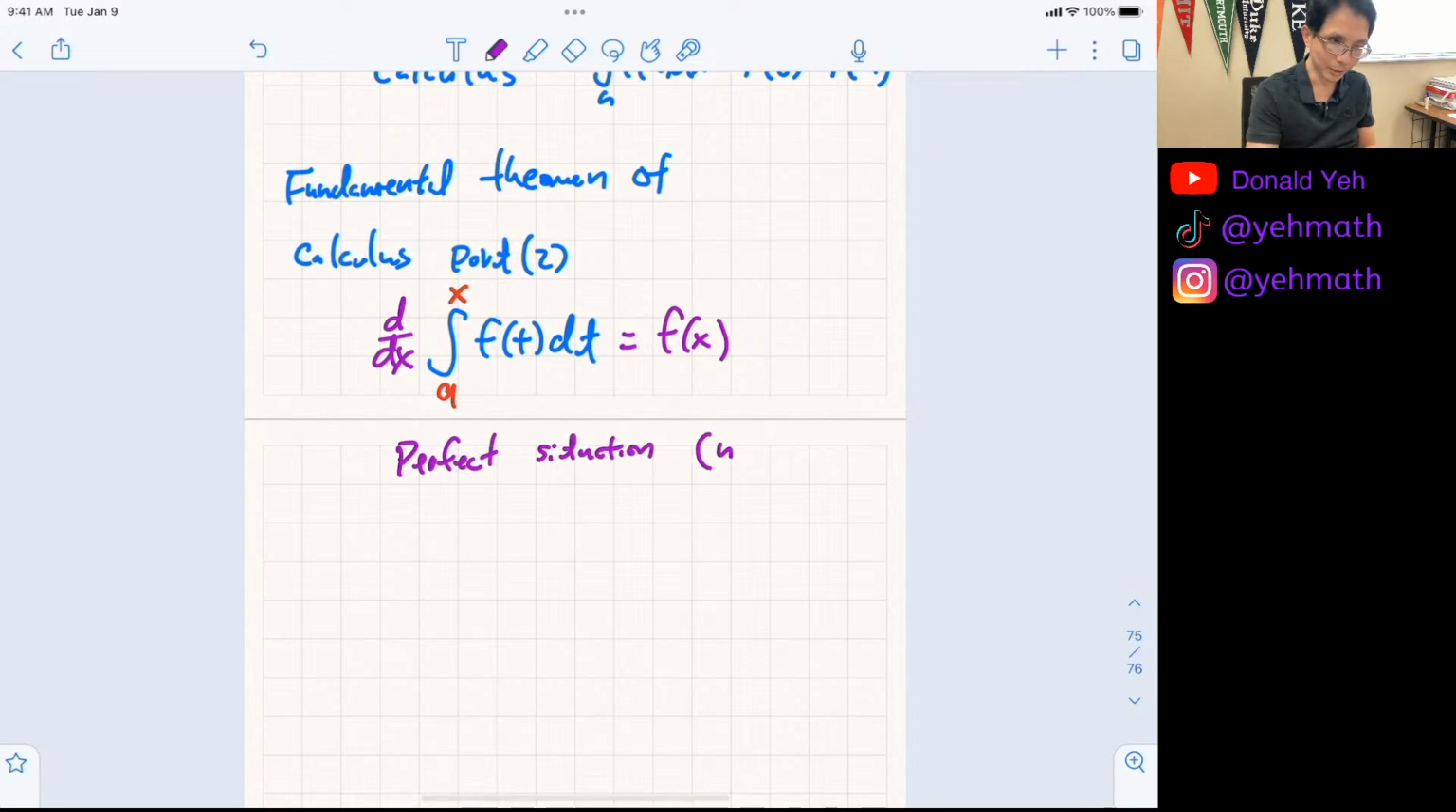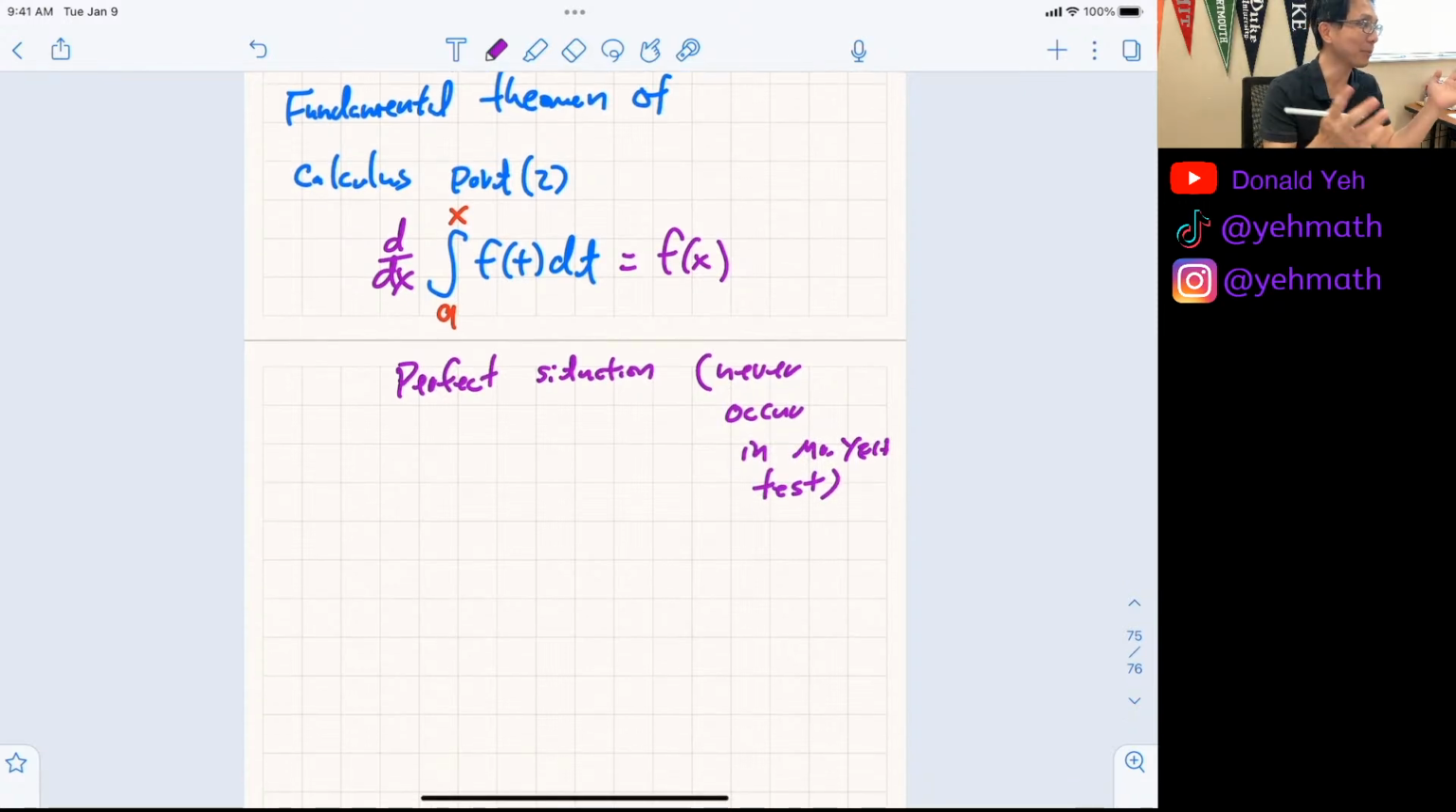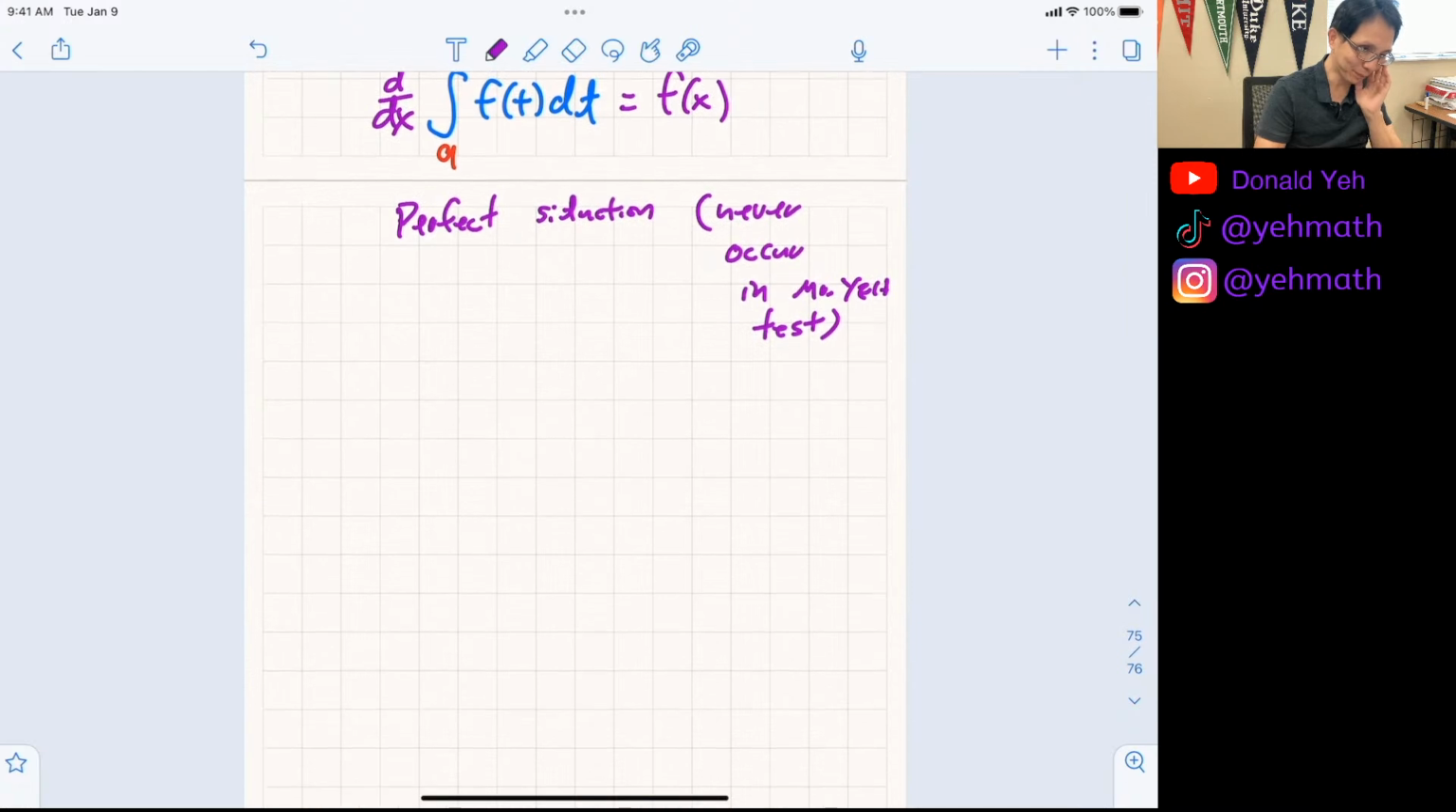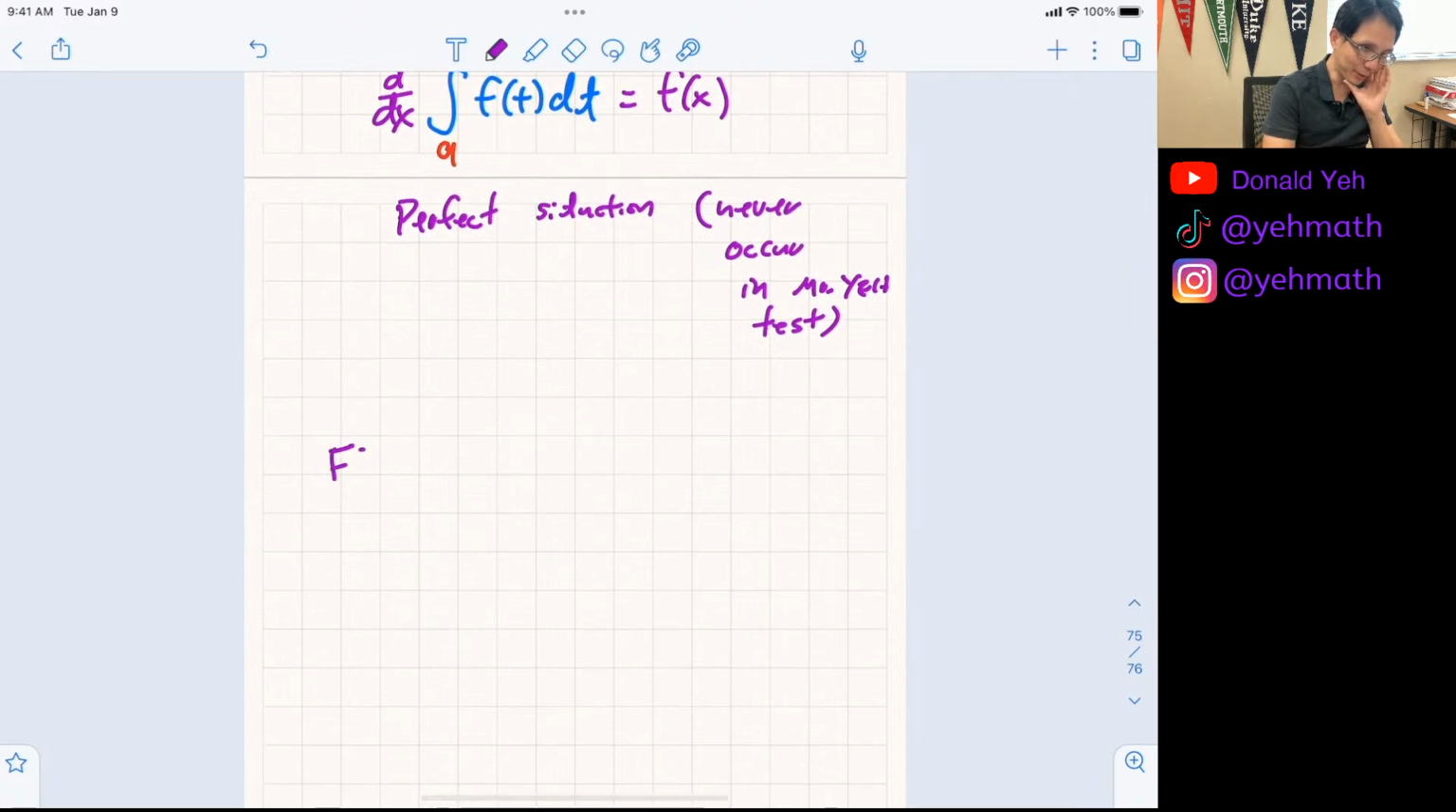A perfect situation never occurs in Mr. Ye's test, right? You don't need to write it down, but it never occurred in Mr. Ye's test, ever, right? So what will Mr. Ye's test look like? Well, he's going to have a question, and he's going to tell you that big F of x is equal to this.